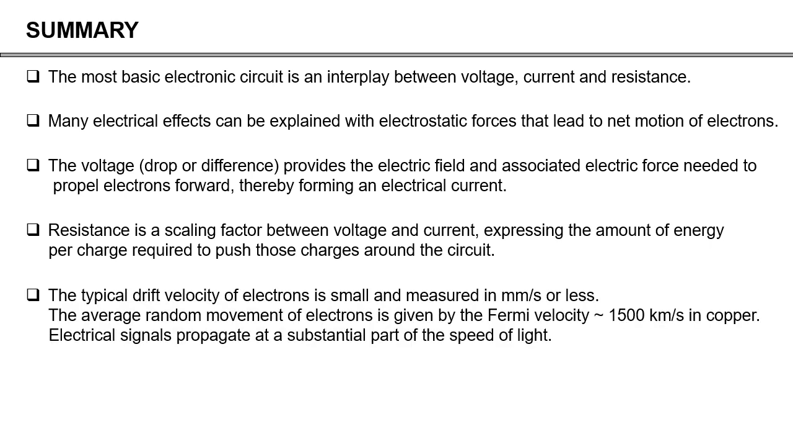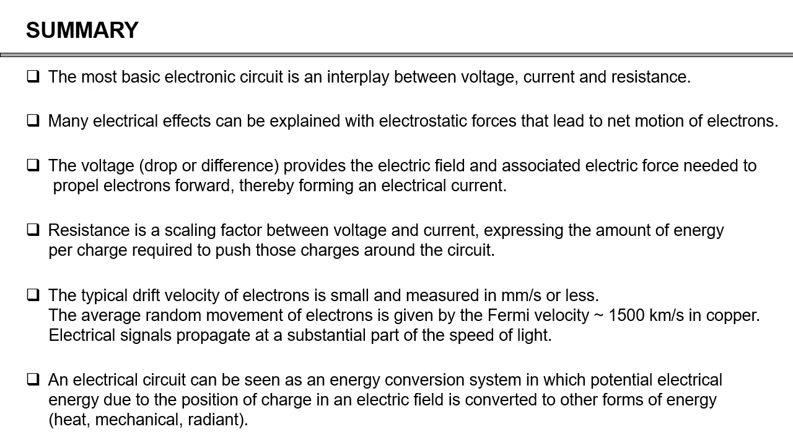The drift velocity of electrons is typically quite small. It's measured in millimeters per second or even less. There is a much larger random movement given by the Fermi velocity, but most of the time we can ignore that. And perhaps most important is that the electric field and the electrical signals do propagate at near the speed of light. Finally, I think an electric circuit can at this point be seen as an energy conversion system in which the potential electrical energy, due to the position of charge in the electric field, is converted to other forms of energy, like heat, mechanical or radiant.